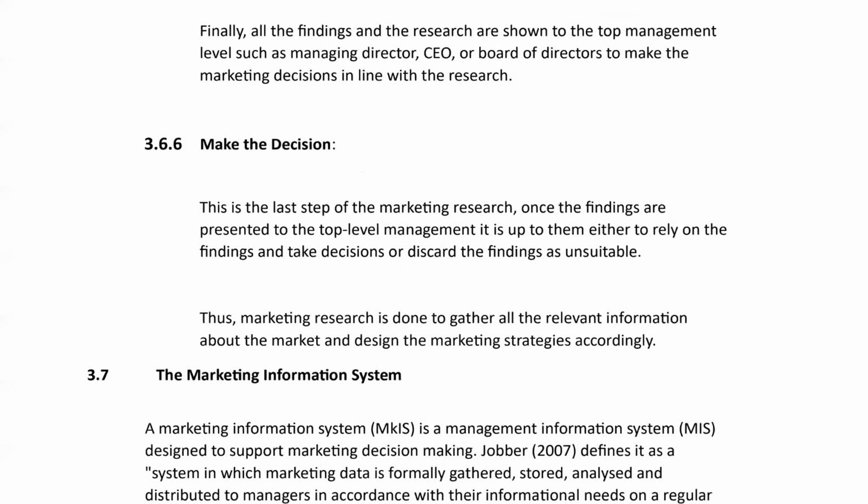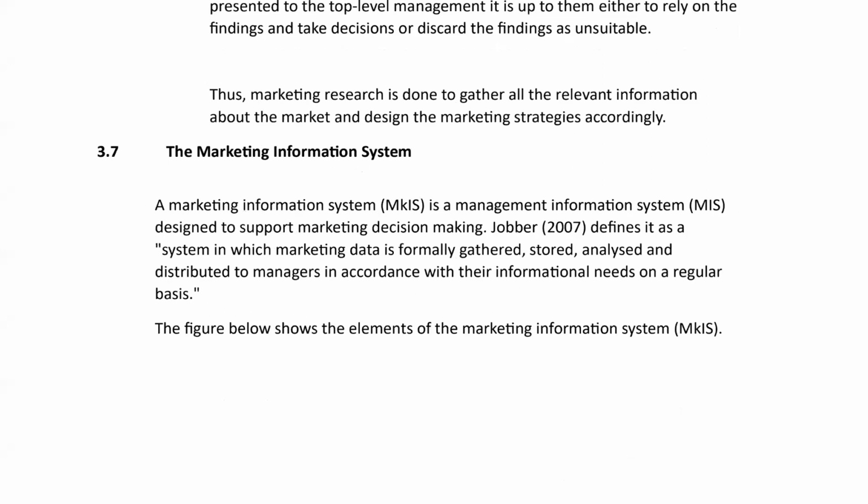So under the decision making, this is actually the last step, as I told you, right? Once the findings are presented to the top level management, it is actually up to them either to rely on the findings or take decisions, or discard the findings as unsuitable. So marketing research is done to gather all the relevant information about the market and design the marketing strategies accordingly. So never neglect marketing research. It's very, very crucial and very necessary.